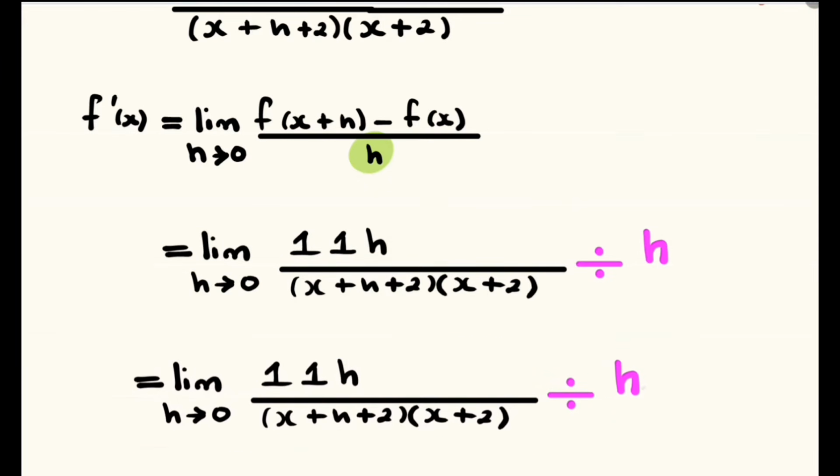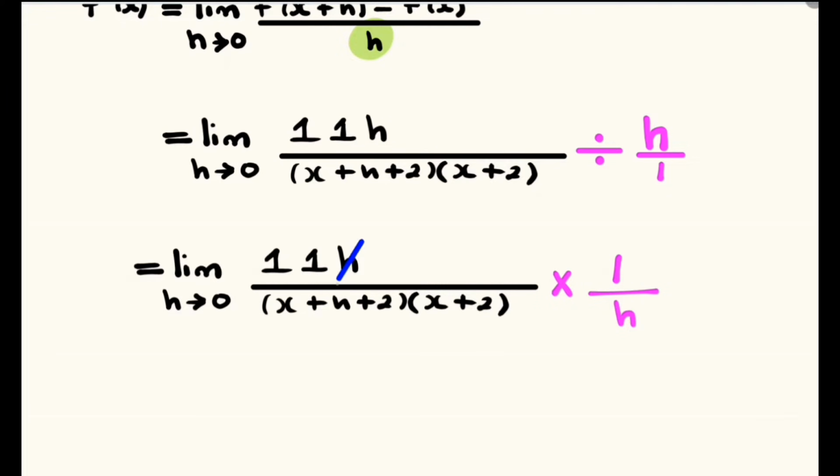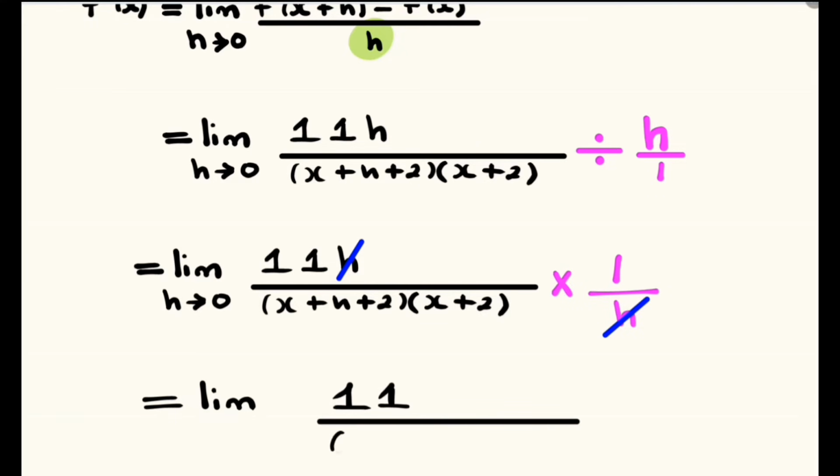We change the division sign and we make it a multiplication sign. Remember, the h is divided by 1, and when we change the division to multiplication, this will reciprocate and we'll have 1 divided by h. The h and that h will cancel out, and we have the limit of 11 divided by (x plus h plus 2) multiplied by (x plus 2) as h approaches 0.